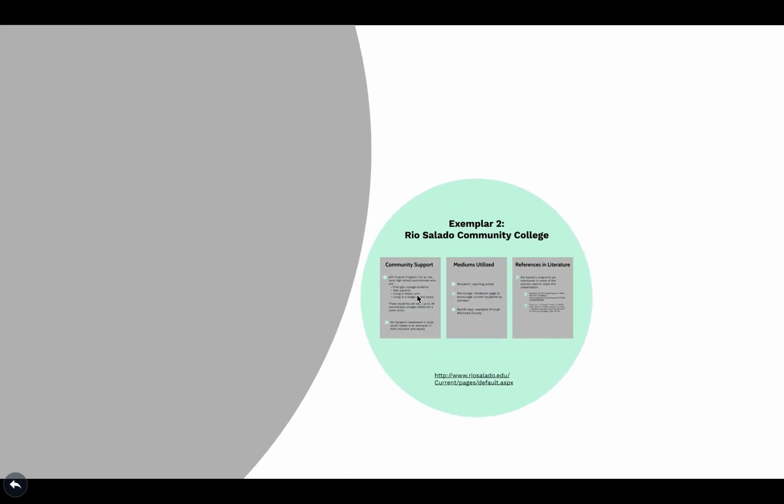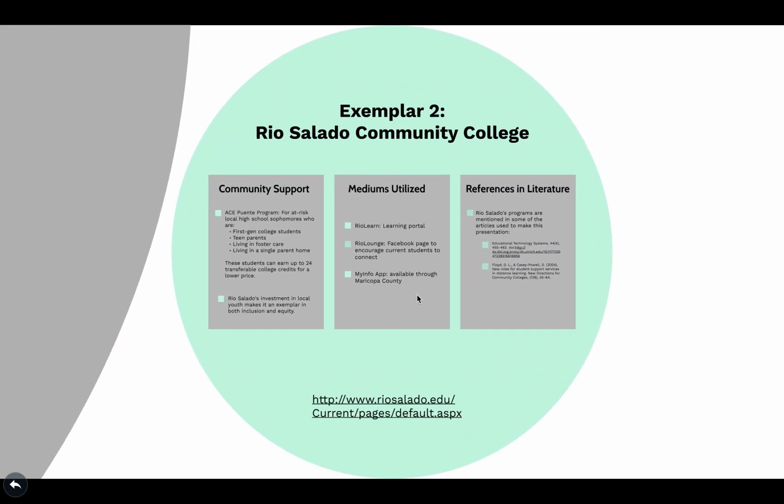So now let's look at our second exemplar. Rio Salado Community College is based in Tempe, Arizona, and is an exemplar in online student services in the provision of equity, diversity, and inclusion through its support networks. For example, Rio Salado offers the Es Puente program for at-risk local high school youth to earn low-cost college credits, and they pay particular attention to those who are first-generation college students, teen parents, or students living in foster care.